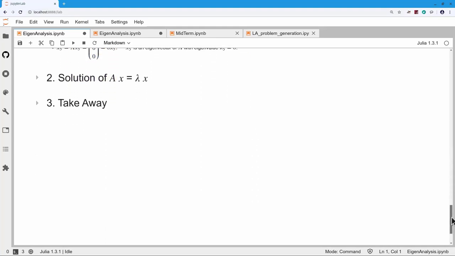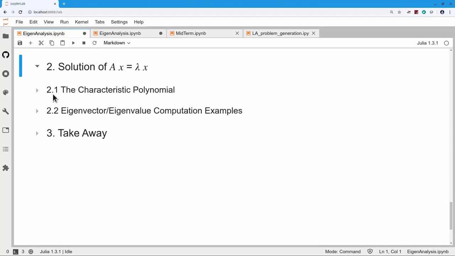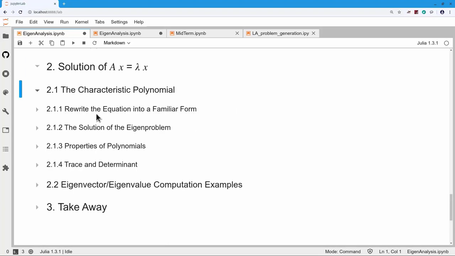So what we ended up with, therefore, is an interesting new problem. Ax is equal to lambda x. We want to find solutions of Ax equals lambda x, where lambda is a constant we don't know, and x are vectors. So let's try and solve this.